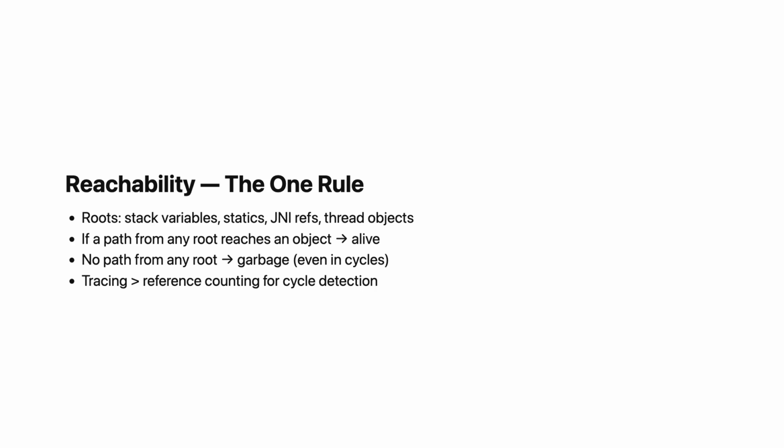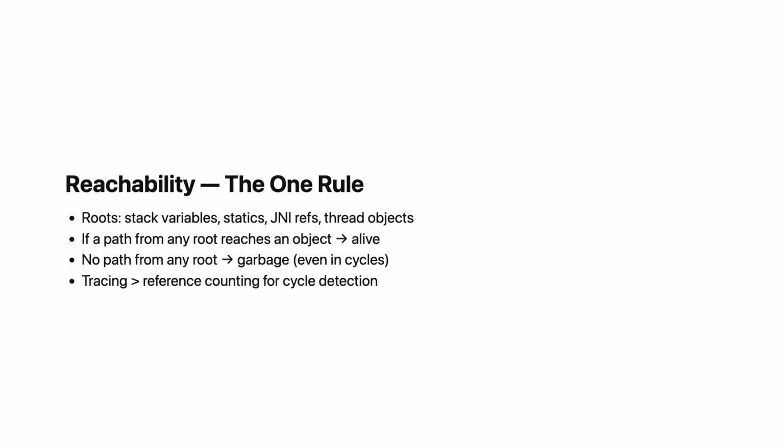It does not matter that the object still has data in it. It does not matter that other objects point to it. If no living root can reach it, it is dead and its memory will be reclaimed. This is fundamentally different from reference counting, which is what Swift and Python use. Reference counting tracks how many things point to each object. Reachability tracing asks a deeper question. Can anything that matters actually get to you?